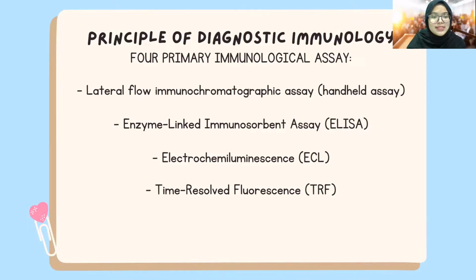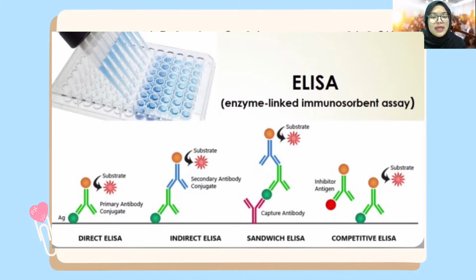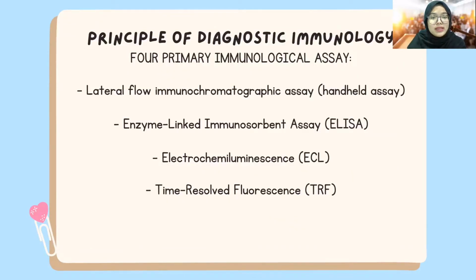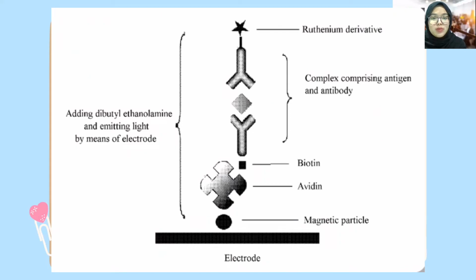The second one is the enzyme-linked immunosorbent assay. It is a plate-based assay technique designed for detecting and quantifying soluble substances such as peptides, proteins, antibodies, and hormones. ELISA works on the principle that specific antibodies bind the target antigen and detect the presence and quantity of antigens binding. The third one is the electrochemiluminescence immunoassay.